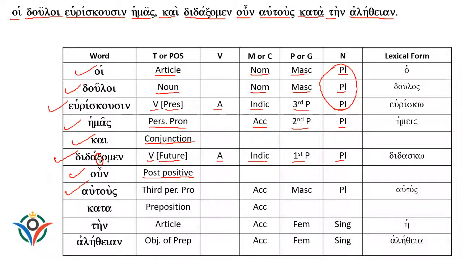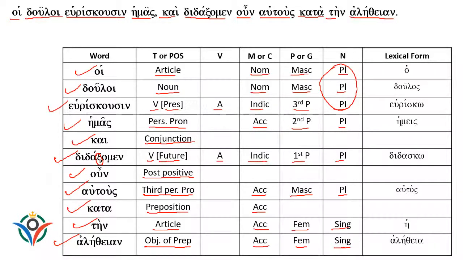Then we have autous, which is another third person personal pronoun. It's accusative, masculine, plural. Then we have kata, which is a preposition. All right, so in this example, it's taken its object in the accusative case. Therefore, we're going to translate it as according to. Then we have tēn, which is the article. It's also accusative, feminine, singular. And the noun, which is functioning as the object of the preposition, is also accusative, feminine, singular from alētheia, which is the truth. So let's translate this one together.